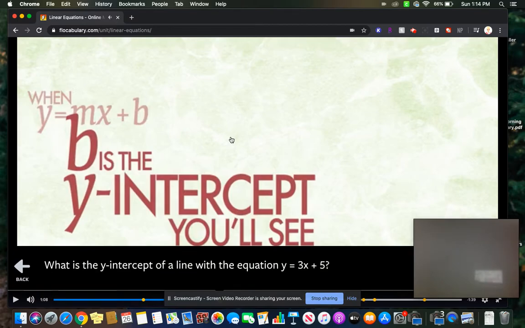Okay, what is the y-intercept of a line with the equation y equals 3x plus 5? So here we are. Y equals 3x plus 5. And if we're talking about our y-intercept, we're going to go here. Let's rewrite the format. Y equals mx plus b. And we know that the b is our y-intercept. So therefore, it is 5.